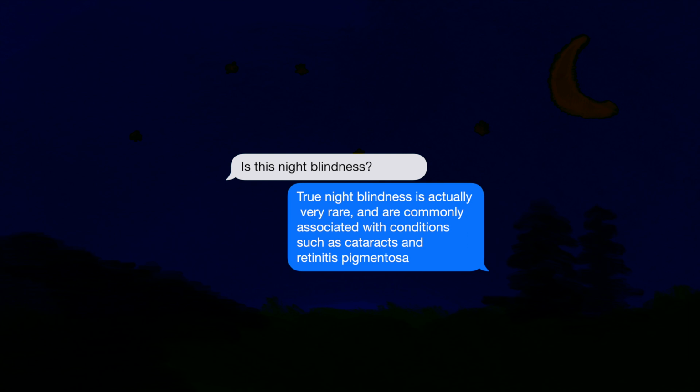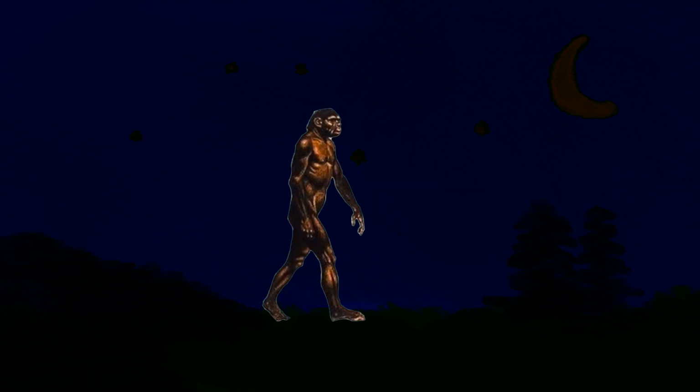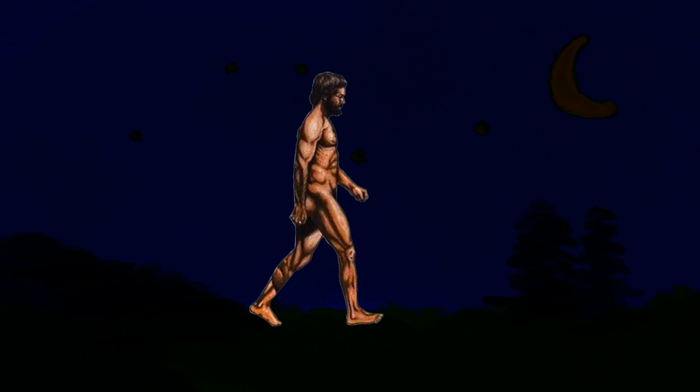So just remember, it's normal for your vision to be bad during nighttime because our eyes are not designed that way. But for a more thorough diagnosis, I would still recommend seeing your optometrist.